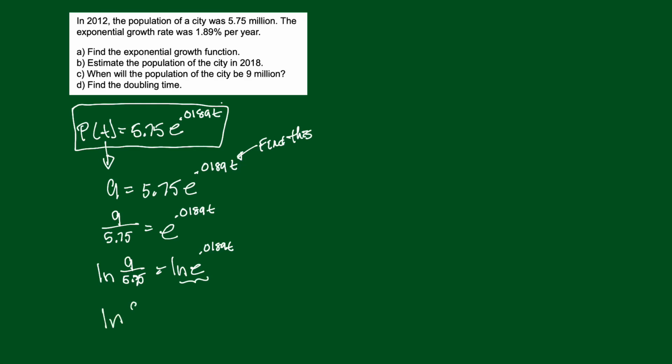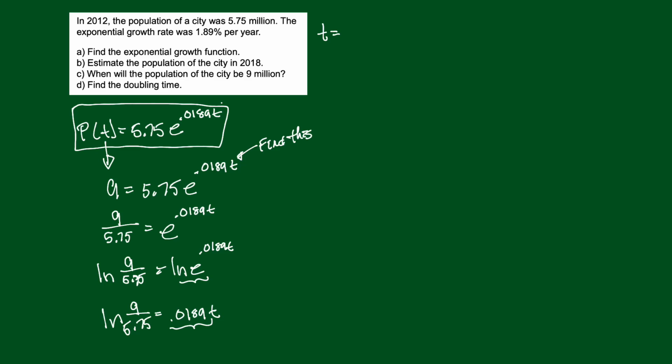So here's what I'm going to have. The natural log of 9 over 5.75 is equal to, now, the natural log of e, the bases match. This is log base e of e to this power, so I'm just going to get the exponent, 0.0189 t. That's why we take the natural log: the natural log undoes the exponential. So now all I have to do is divide by this 0.0189.